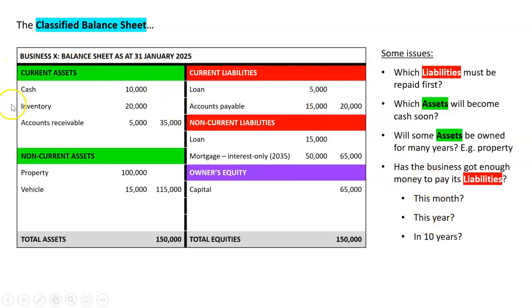Okay, I can see what is cash or expected to be cash in the next 12 months. It's 35,000. That is more than enough to cover what is due within the next 12 months. That's $20,000. What assets do I expect to have for many years? I expect to have the property and the vehicles. However, I can look at this classified balance sheet and go, well, I better plan for this in 10 years' time. I've got a mortgage here that's just going to sit here until 2035 of 50,000, so I need to factor that in. So that's the beauty of a classified balance sheet.